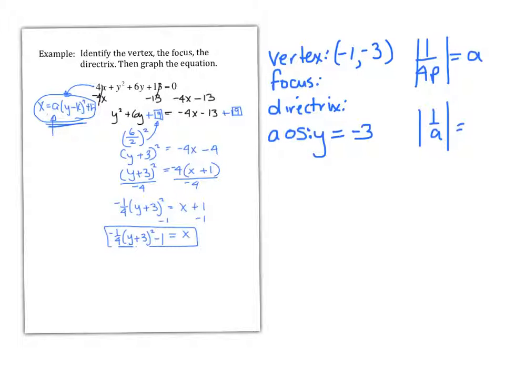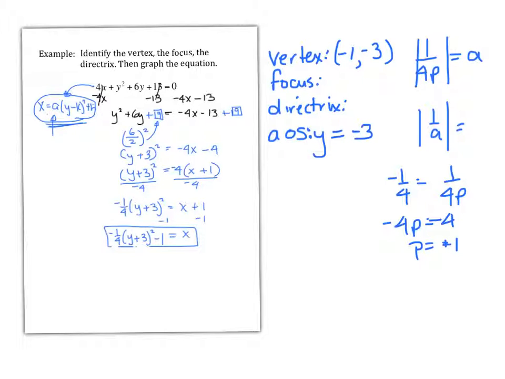So I know that 1 over 4p is equal to the a value, and our a value in this case is negative 1/4. So that equals 1 over 4p. And when we cross multiply, we find out that p equals negative 1, but it's supposed to be absolute value, so that's why it's a positive 1. Now that's our distance from the vertex to the focus and to the directrix.